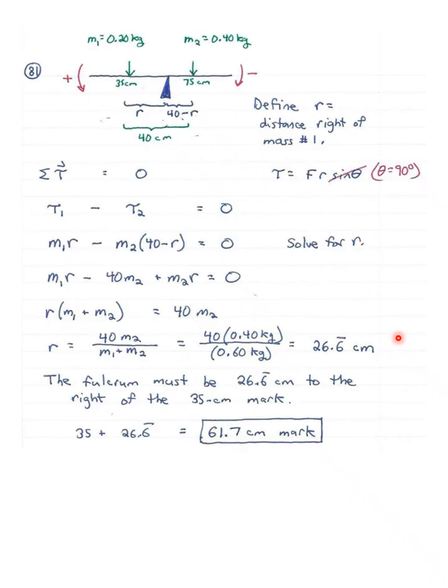Now let's interpret what this means. We go back up to the picture, and this is how we defined r. The fulcrum must be 26.7 centimeters to the right of the 35 centimeter mark. So 35 plus 26.6 repeating, and I'll round that to the tenth of a centimeter. We get that the fulcrum needs to be at the 61.7 centimeter mark.